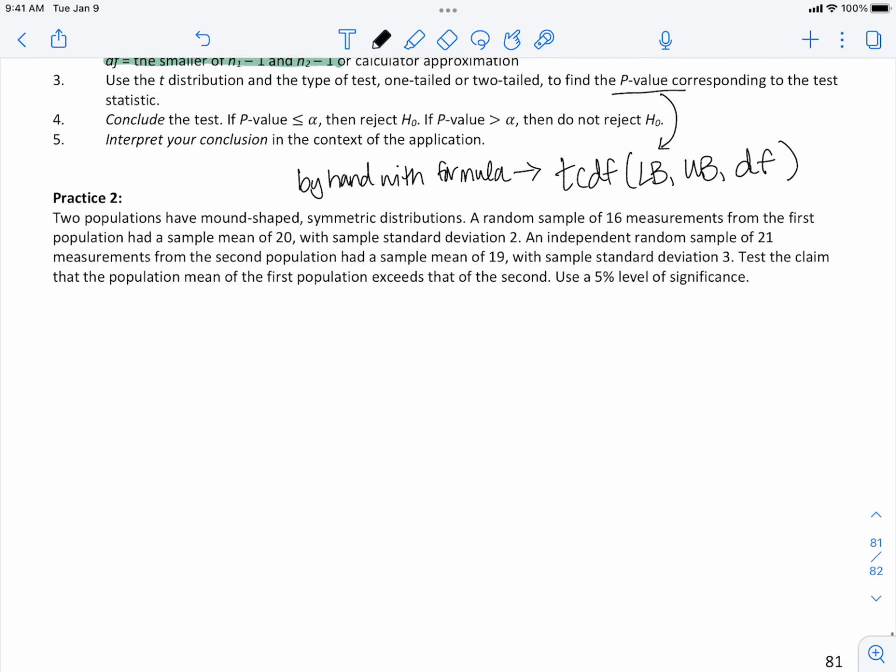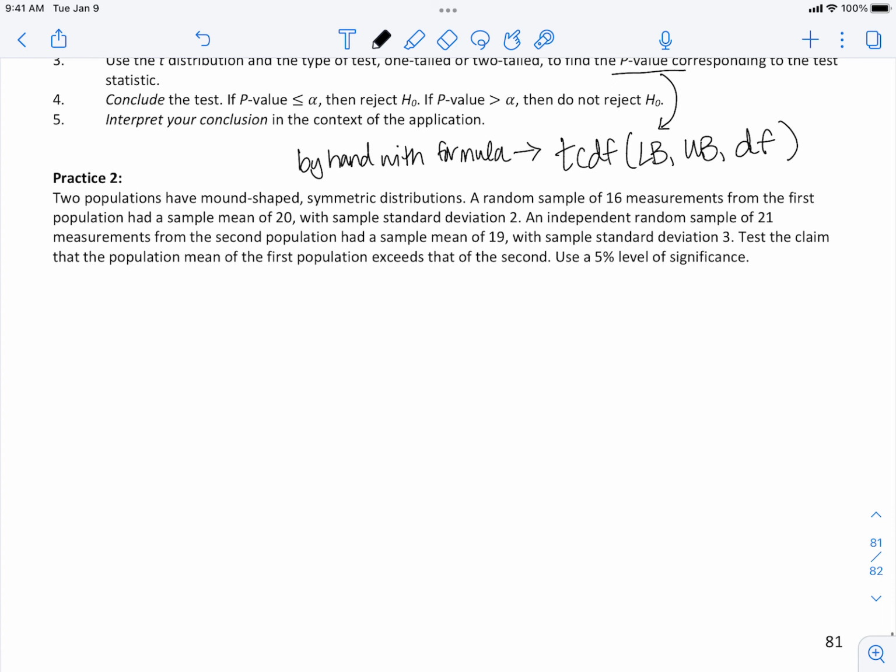So here's our example. 2 populations have mound-shaped symmetric distributions. A random sample of 16 measurements from the first population had a sample mean of 20 with sample standard deviation 2. An independent random sample of 21 measurements from the second population had a sample mean of 19 with sample standard deviation 3. Test the claim that the population mean of the first population exceeds that of the second. Use a 5% level of significance.